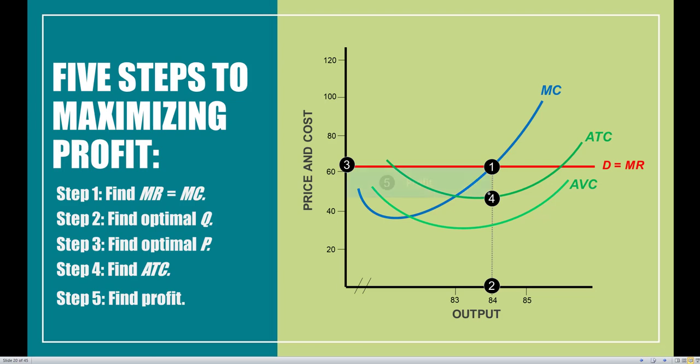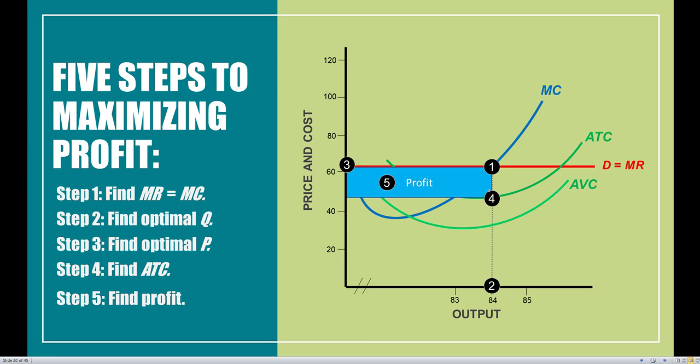And then final step right here, step number 5 is to find profit. And that's going to be price minus ATC. The ATC number is going to be read off of the ATC line. You just go straight to the price axis once again. And then once you insert these numbers into the equation, price minus ATC times our quantity will give us the area for our profits in that very specific number.